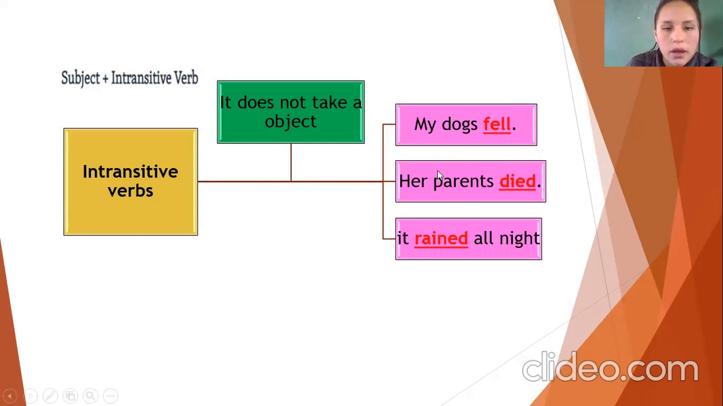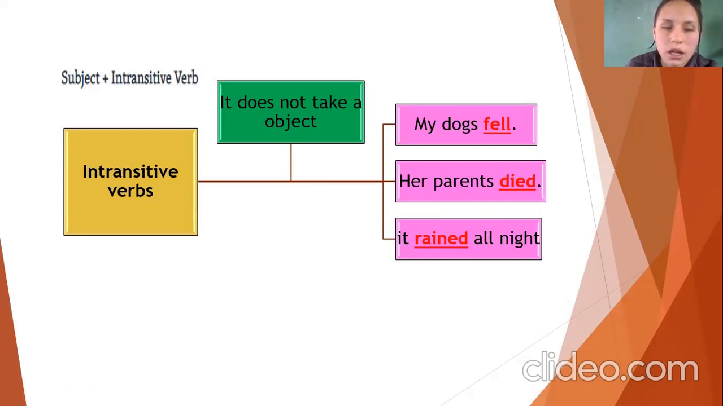Now, the next example is her parents died. With verbs like die, in this case, it is impossible for an object to follow the verb. You certainly can't die something, so this verb is an intransitive verb. The last example is it rained all night. In this case, the verb rained is an intransitive verb because it does not take an object.